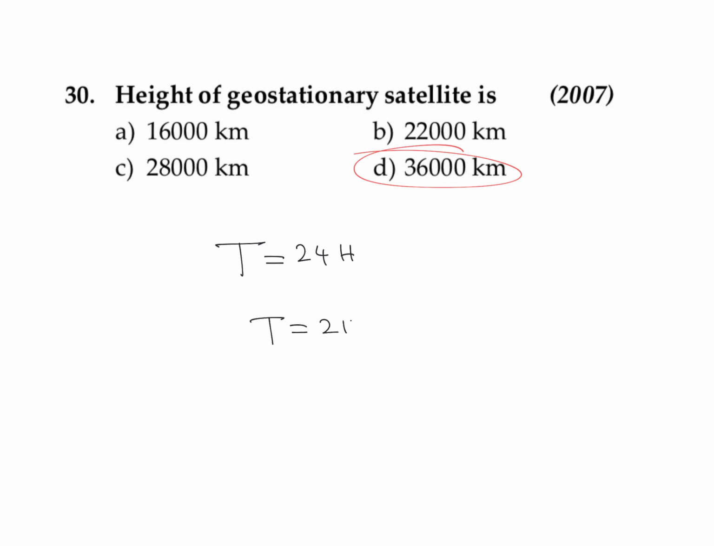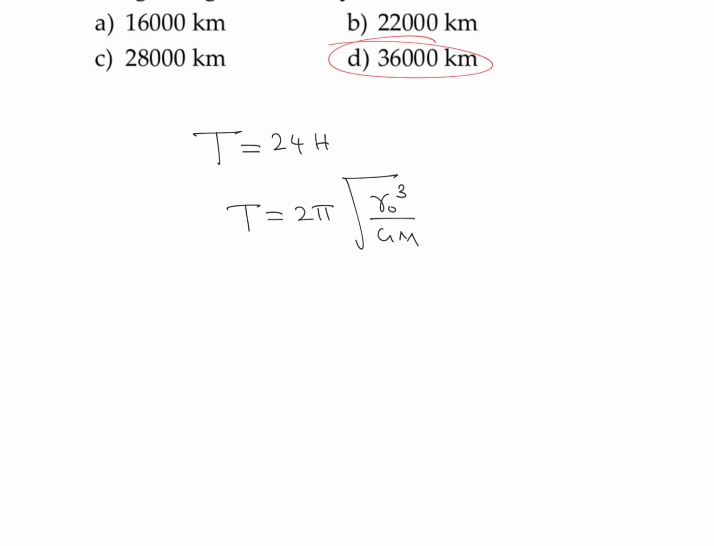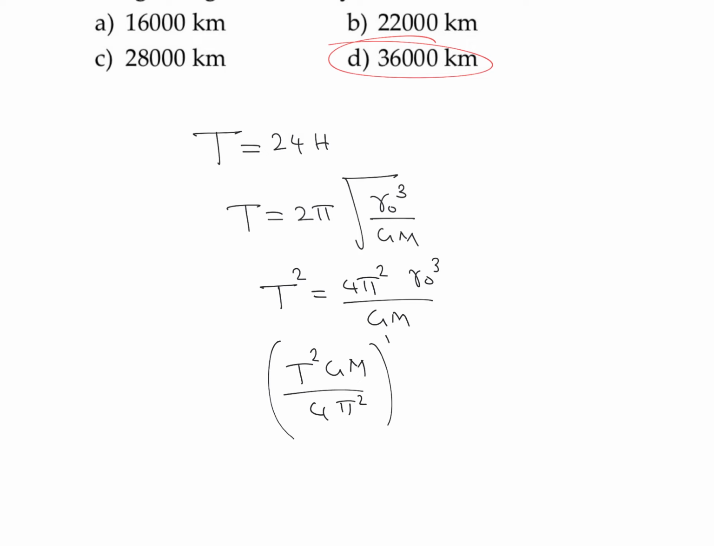We know the equation for a time period, that is T = 2π under root of orbital radius raised to 3 divided by GM. So from here we can find out the value of r over here. If we square on both sides, T squared is equal to 4π squared into r naught raised to 3 divided by GM. So we can write this as (T squared GM divided by 4π squared) raised to 1 by 3 will give the value of r naught.